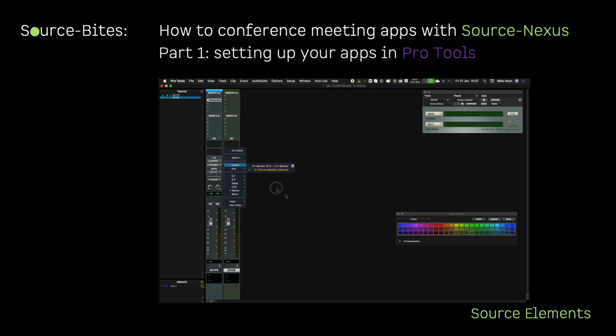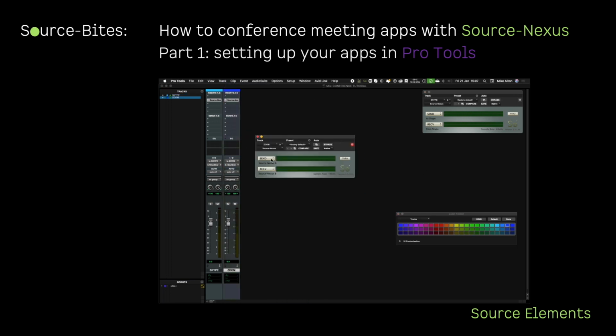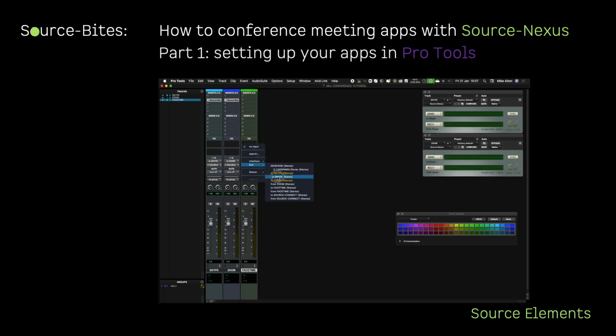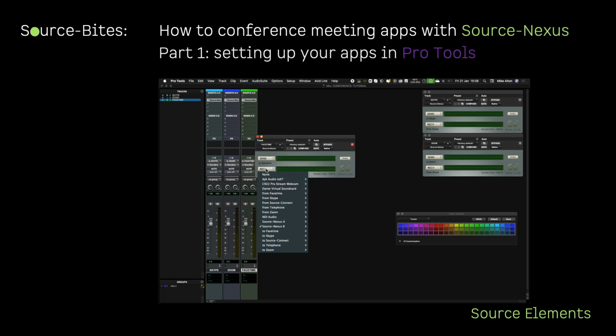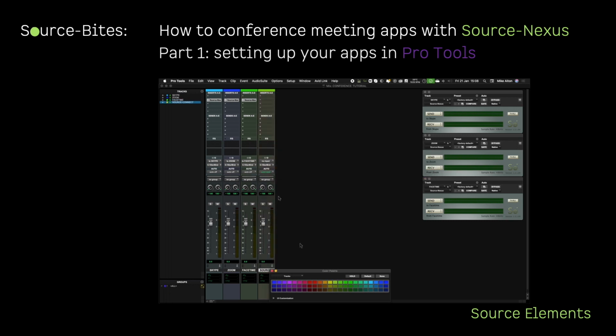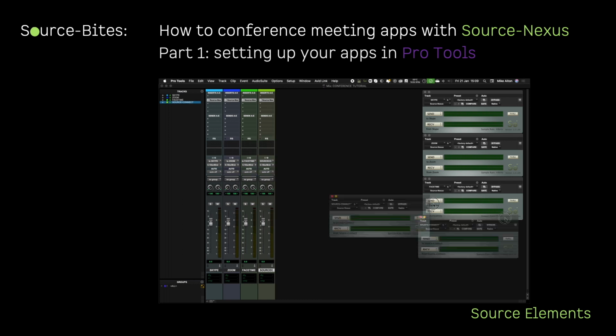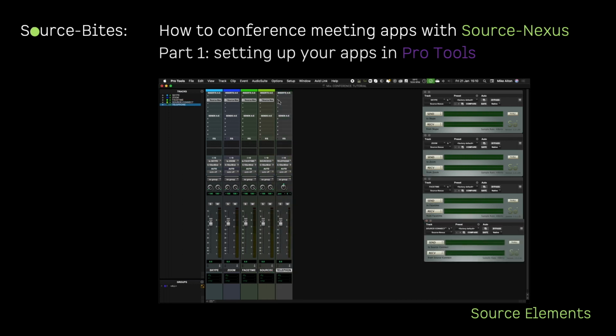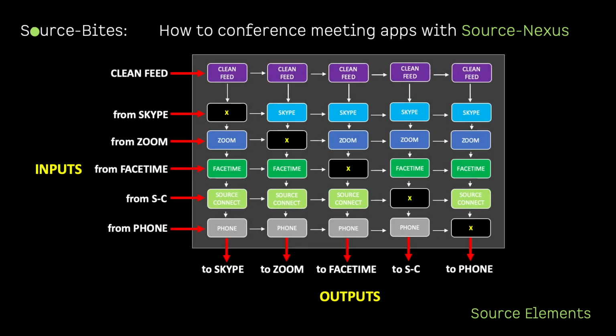Rinse and repeat the process for Zoom, FaceTime, Source Connect, but using a mono aux input channel for the telephone app. Watch part 2 to see where all the magic happens, where we set up the main clean feed and the mix minus matrix in Pro Tools.